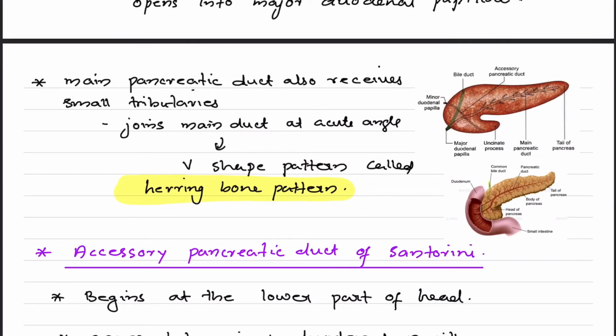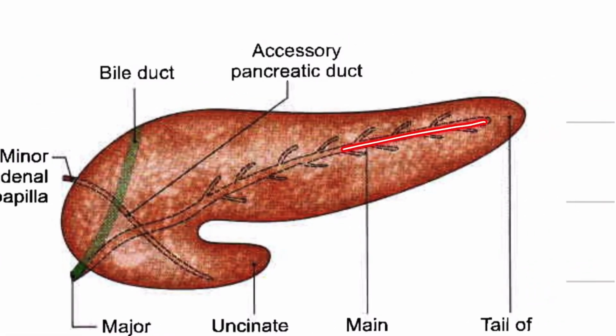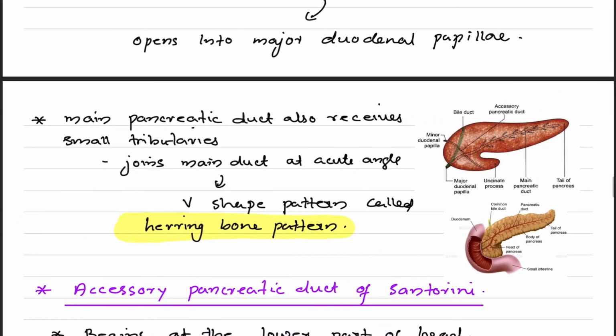Okay, the main pancreatic duct also receives small tributaries. They join the main duct at an acute angle, a V-shaped pattern known as the herringbone pattern. See, this is the main pancreatic duct which receives many tributaries. This tributary is forming an acute angle, a V pattern. So that is called the herringbone pattern.